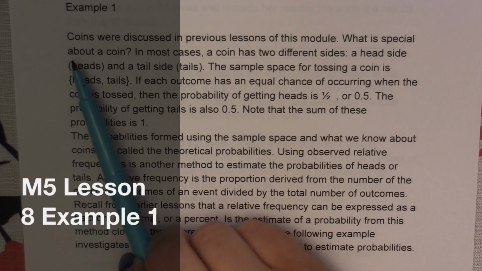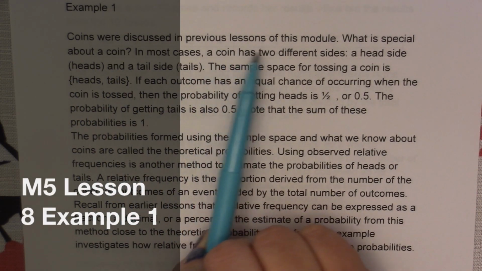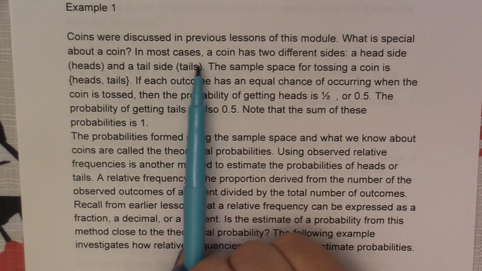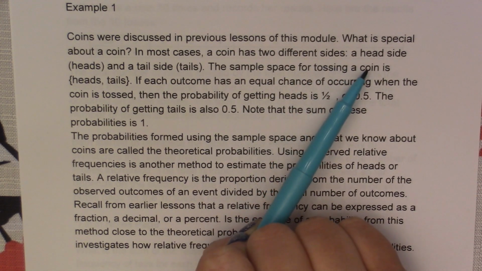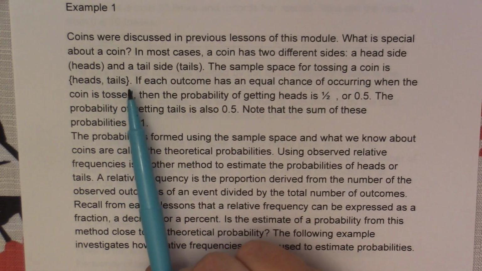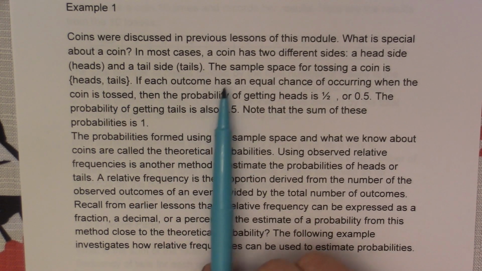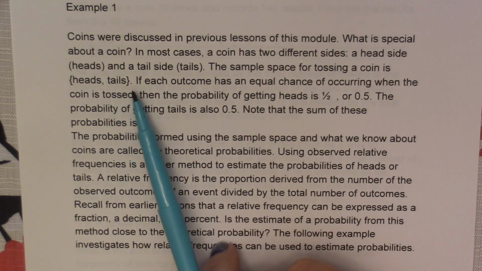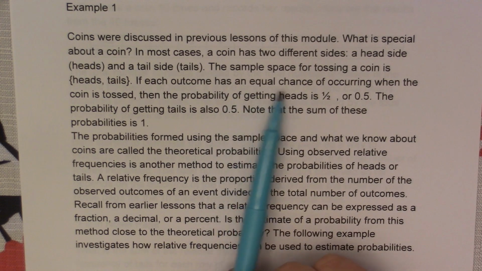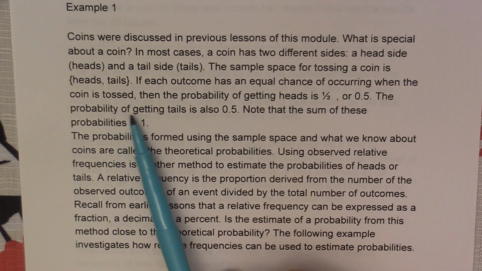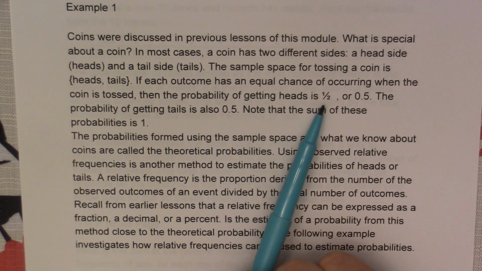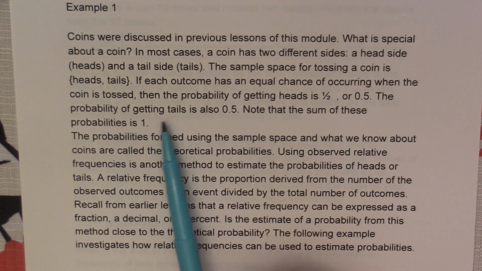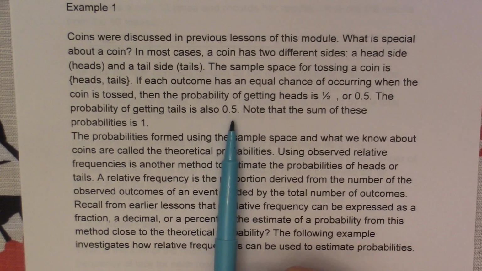Example 1. Coins were discussed in previous lessons of this module. What is special about a coin? In most cases, a coin has two different sides, a head side, heads, and a tail side, tails. The sample space for tossing a coin is heads and tails. If each outcome has an equal chance of occurring when the coin is tossed, then the probability of getting heads is 1/2 or 0.5. The probability of getting tails is also 0.5.